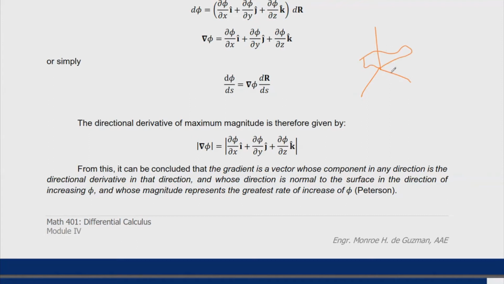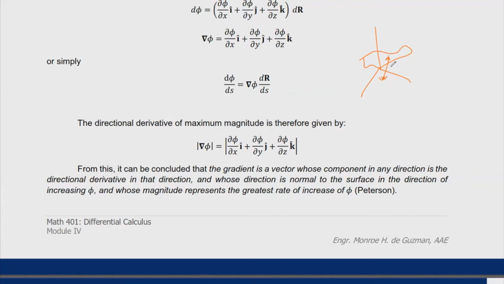So, for example, you set one vector, so let's say it goes through that portion. The directional derivative from this point going to this direction will always mean that it is the direction normal to the surface of that equation, and that is an increasing function, and the magnitude represents the greatest rate of increase of the function itself.